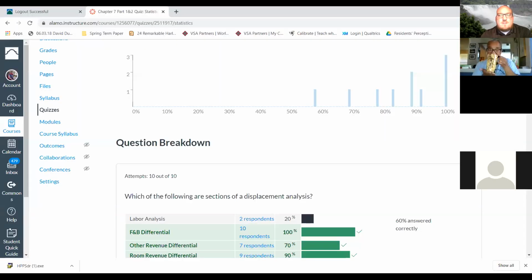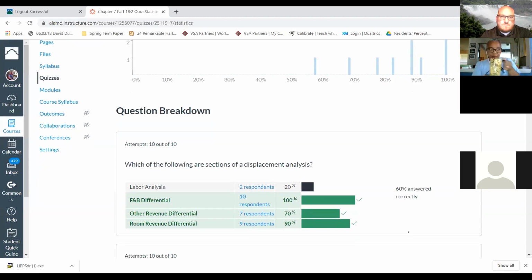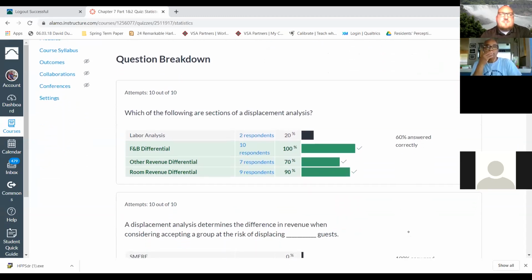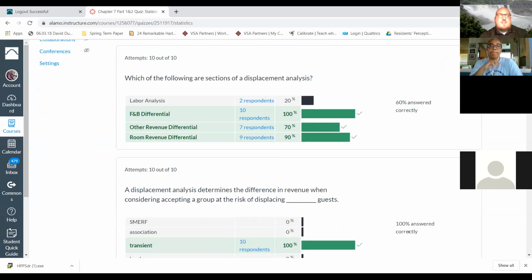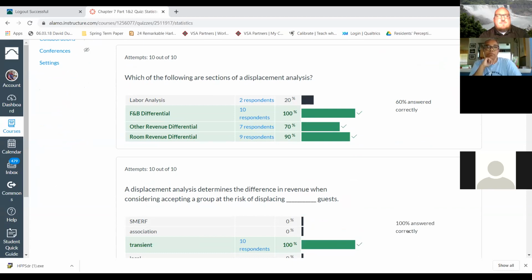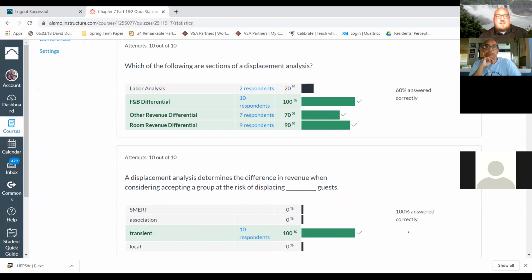Okay, so for this one, let's just go question by question. The three sections we talked about: specifically we talked about the room revenue differential, but today we're going to talk about food and beverage and the other revenue. So that was on the slides, introducing in part one the displacement analysis. So those are the three parts. We didn't really talk about labor analysis at this point.